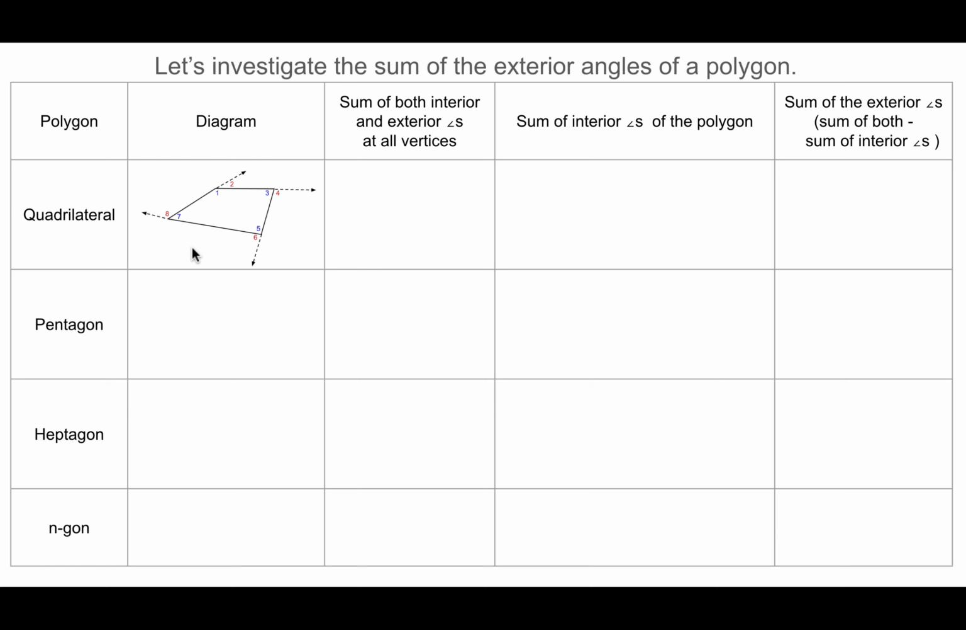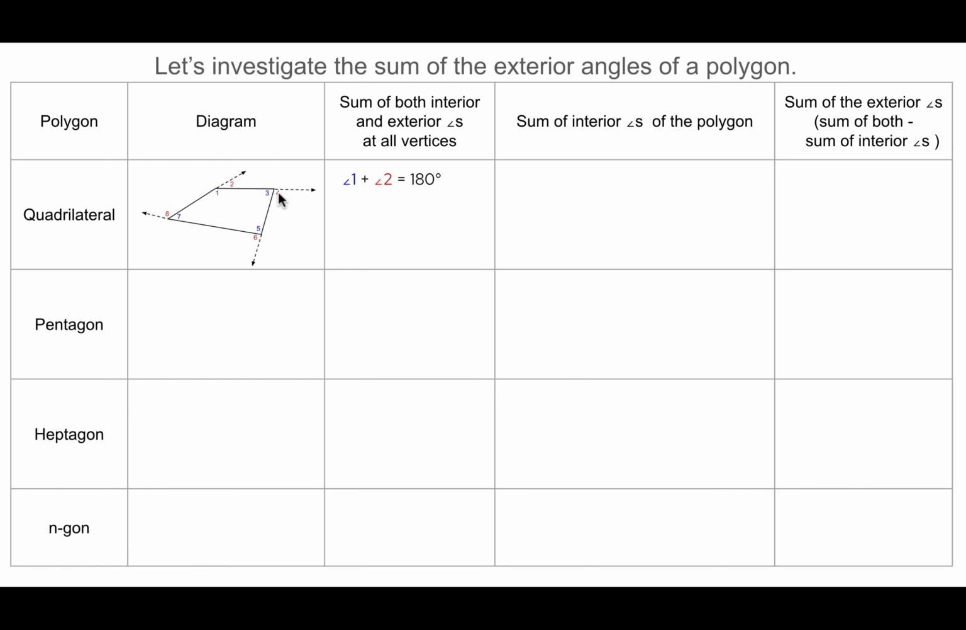So here's my quadrilateral, and I extended the sides so that you could see the exterior angles. The exterior angles are in red. There are even numbers, angle 2, 4, 6, and 8. The blue are my interior angles, my odd numbers, 1, 3, 5, and 7.